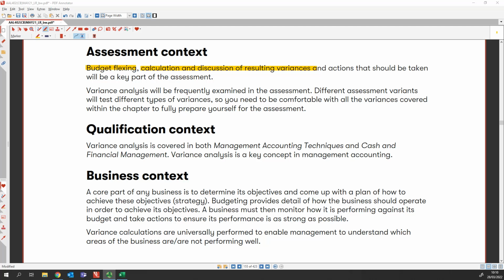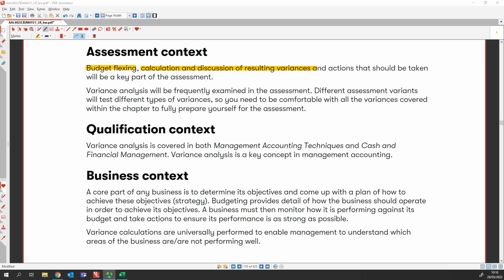The list of variances is quite long. There are quite a lot of variances, and when you sit the assessment, it may be that you have quite a range of variances to calculate, or you might just have a small number of variances to calculate. You have to go into the assessment confident that you can calculate any of the variances that are included within the learning outcomes.